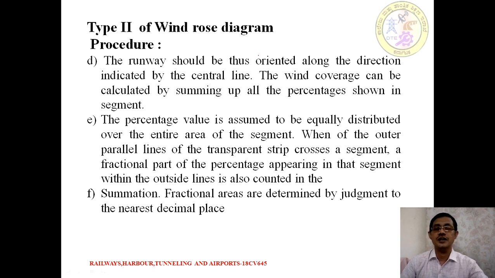The same procedure we need to sum up to get the total percentage in each direction. In whichever direction it gives the maximum, that always gives the best orientation. Then add, if possible, the fractional area according to the scale to the nearest places to get the total value.